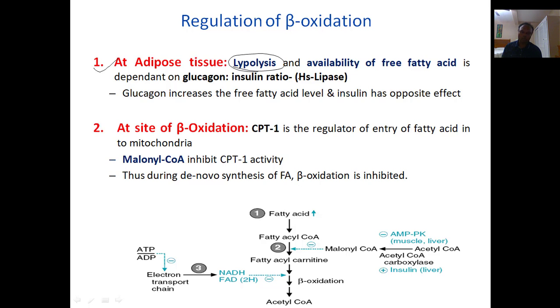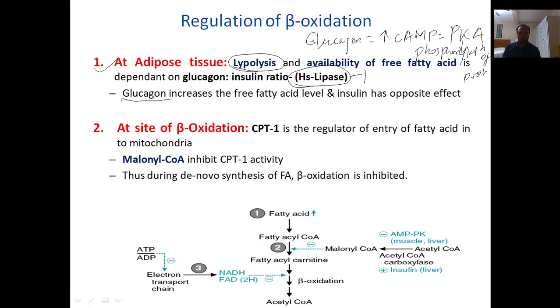We were talking about beta oxidation. Beta oxidation occurs during fasting condition. You all know fasting condition is defined by glucagon. Glucagon is very high during fasting condition, and glucagon means high cAMP inside the cell, and high cAMP leads to protein kinase A, and protein kinase A means phosphorylation of proteins. Among these proteins, hormone sensitive lipase is one.